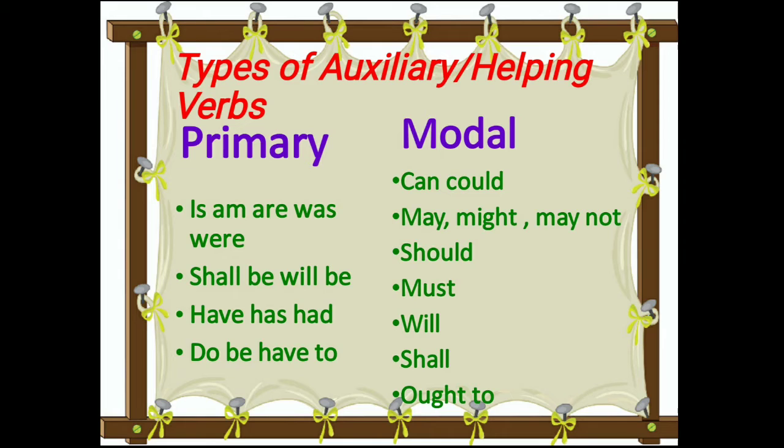Next we will see that auxiliary or helping verbs are classified into two types. First, primary auxiliary verbs. Second, modal auxiliary verbs. Let's see the different primary auxiliary verbs. They are is, am, are, was, were, shall be, will be, have, has, had, do, be, have to. Let's see the examples of modal auxiliary: can, could, may, might, may not, should, must, will, shall, ought to.